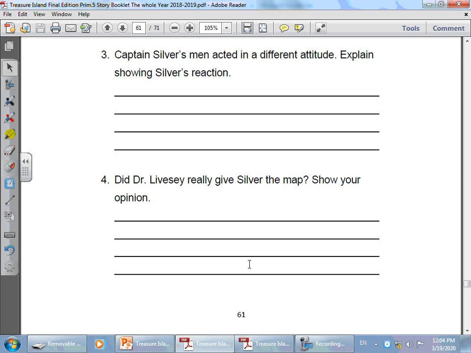Number 4. Did Dr. Livesey really give Silver the map? Show your opinion. What do you think about Dr. Livesey, guys? Try to remember what Dr. Livesey's character traits were, as we said at the beginning. Yes. So Dr. Livesey gave him the map, but Dr. Livesey is a wise, trustworthy, smart person. So he knows well what he is doing. Very good.